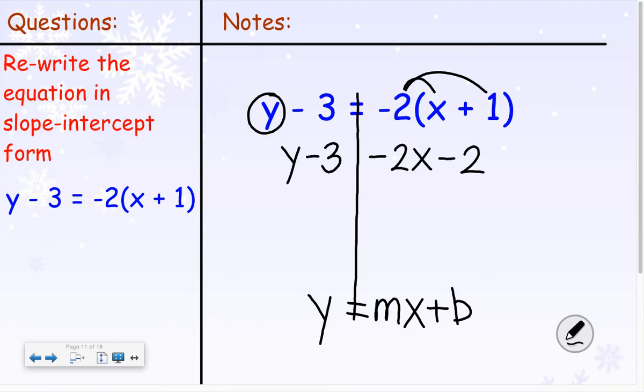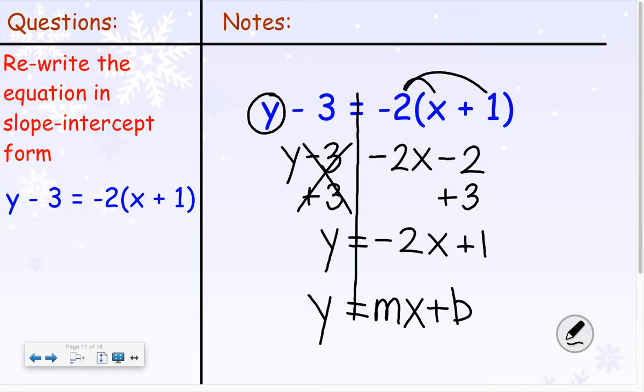And then to get y alone, I just have to get rid of the minus 3 by doing the opposite and adding 3 on both sides. These make 0, and I'm left with y equals negative 2x, and then negative 2 plus 3 is 1. This equation now is in mx plus b form. My slope is negative 2. My y-intercept is positive 1.